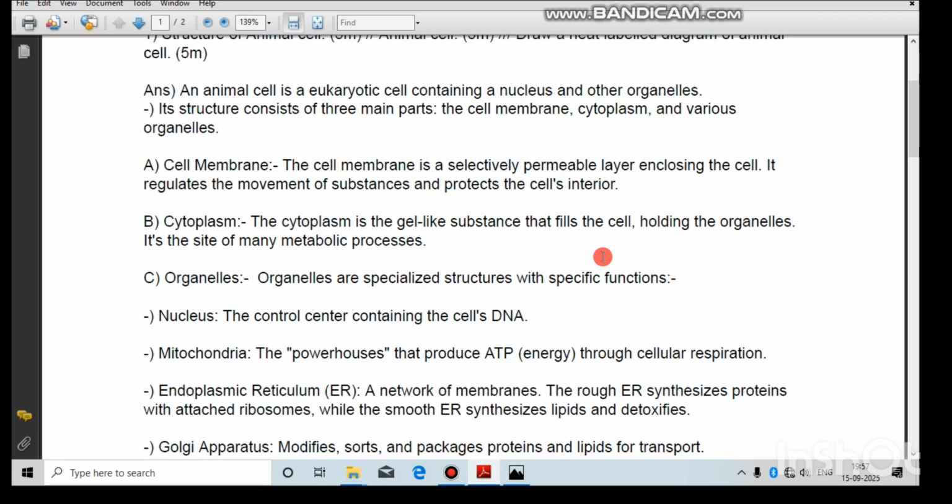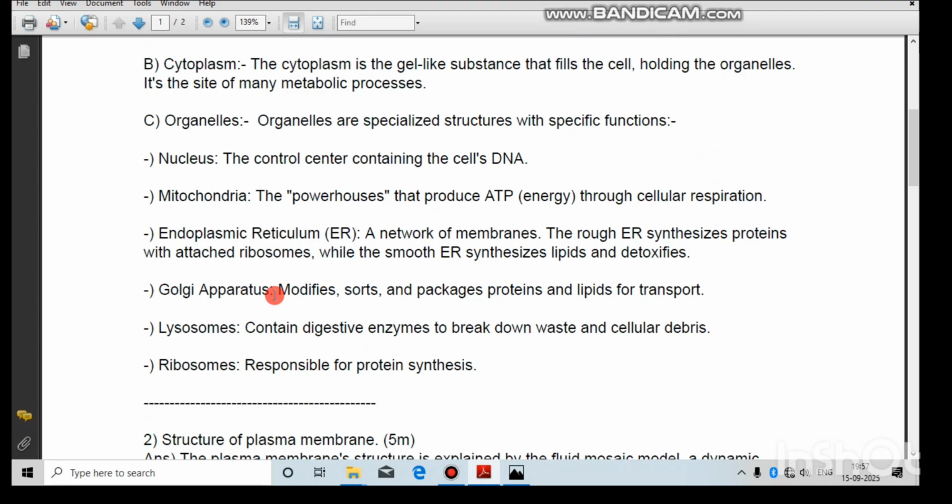The third major part is organelles. What organelles do we have inside our cell? The first organelle is the nucleus, the control center that contains the DNA, the genetic material, guys. The second organelle is the mitochondria, the powerhouse of the cell that you already know, guys. It produces ATP, that is the energy. The next organelles are endoplasmic reticulum and ribosomes, guys. These two are responsible for protein synthesis, with the help of DNA.